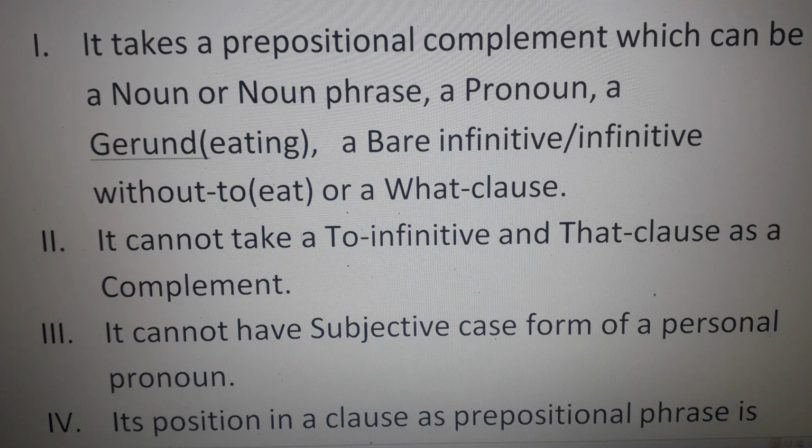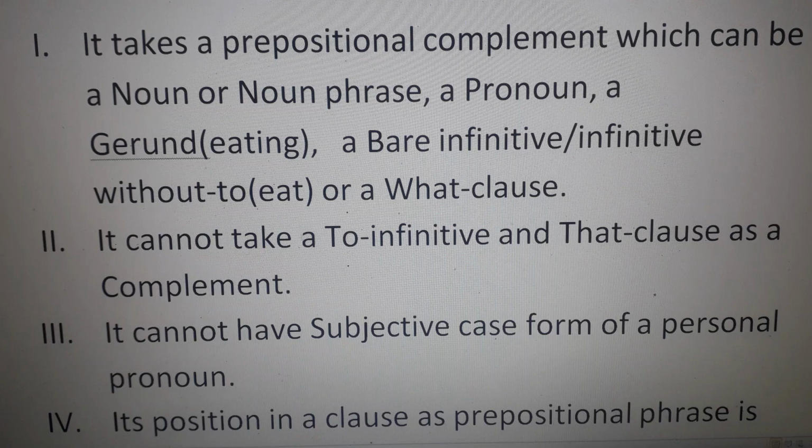First, characteristics. It takes a prepositional complement, which can be a noun or a noun phrase, a pronoun, a gerund, for example eating, a bare infinitive or infinitive without to, for example eat, or a what clause.